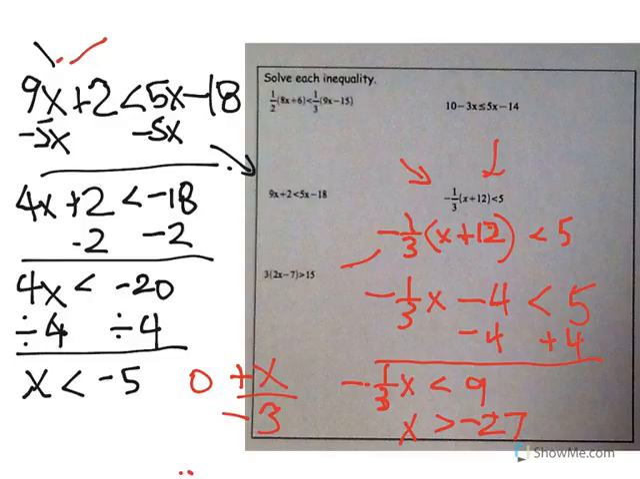So if I plug in 0 here, negative 1/3 times 0 is 0. Negative 1/3 times 12 is going to be negative 4. Negative 4 is less than 5. So that would be a solution for that. So let's try a couple more here.